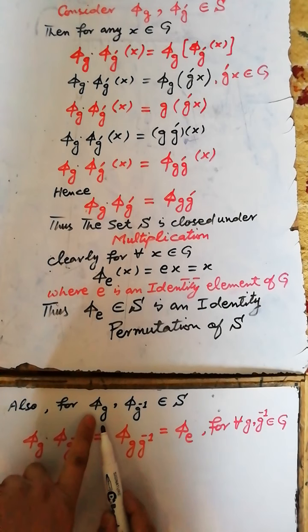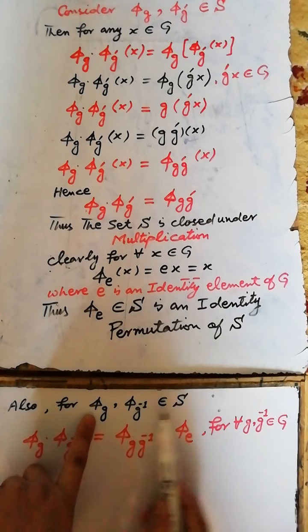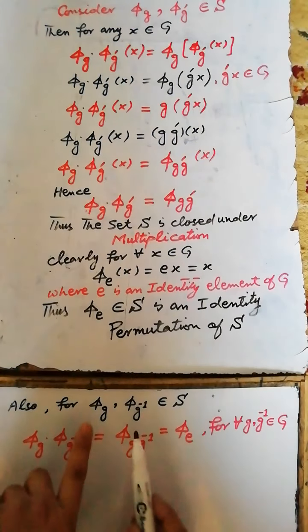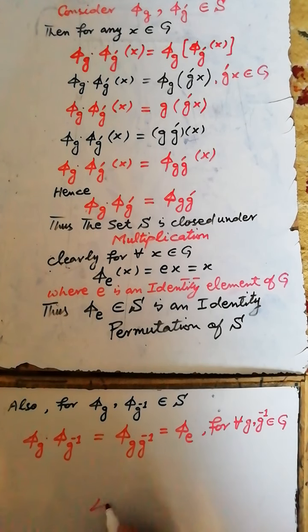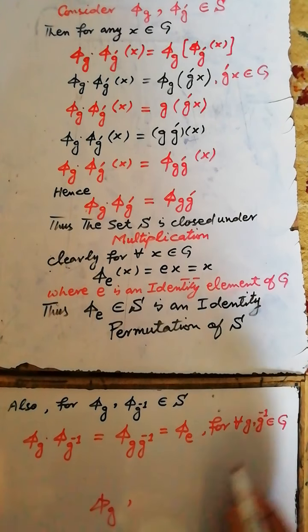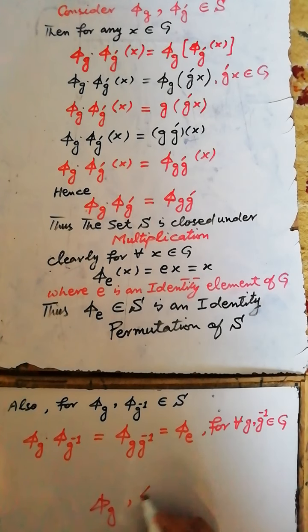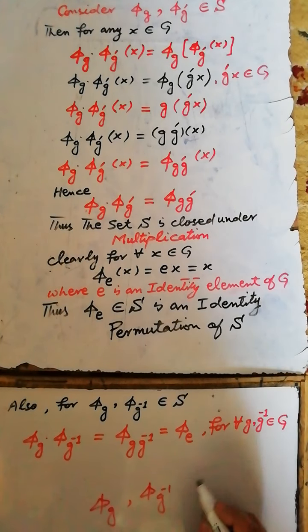Also, for any two elements phi_g and phi_g inverse belonging to the set S, g and g inverse are elements of the group G. Therefore, the element g defines a permutation phi_g, and the element g inverse of the group G defines a permutation phi_g inverse, which are elements of the set S.